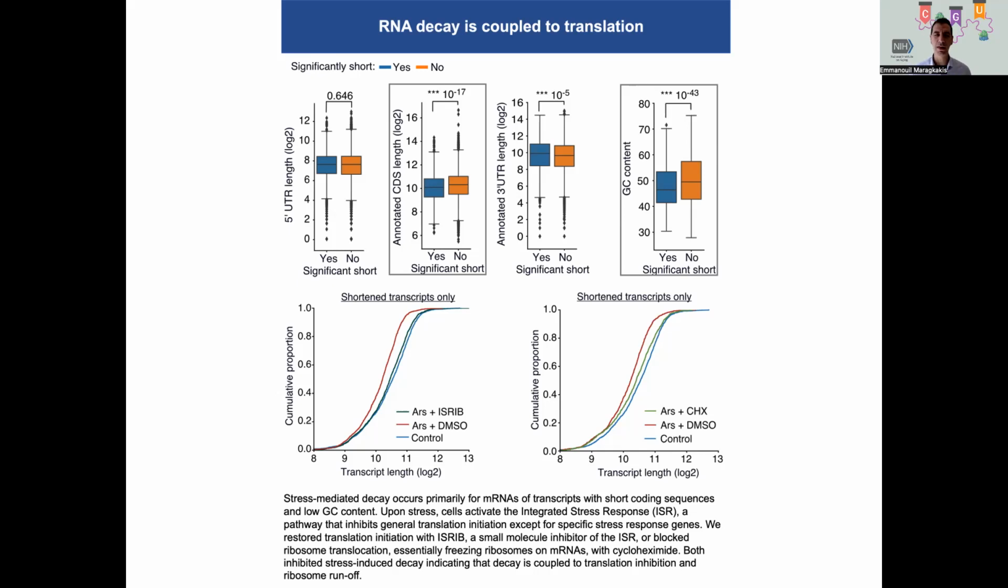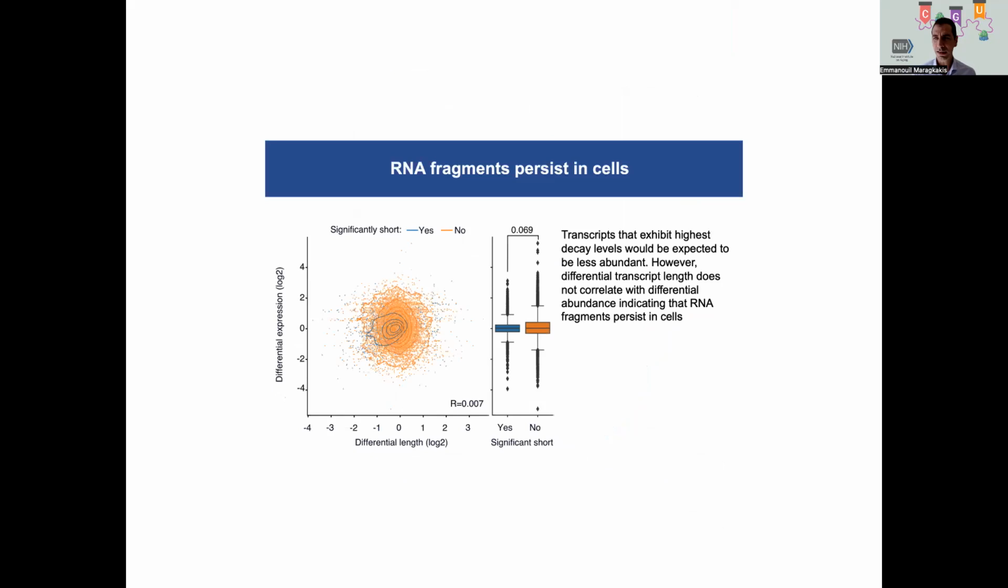So we used different inhibitors of the stress response, or we used cycloheximide to freeze ribosomes on the mRNAs and prevent ribosome runoff. In both cases, we see that we can rescue the stress-induced decay, indicating that translation is actually protective, and translation inhibition is a requirement for the progression of this decay upon stress. Quite interestingly, though, what we also found is that these RNA fragments that are being created upon stress actually persist in cells and are not immediately cleared.